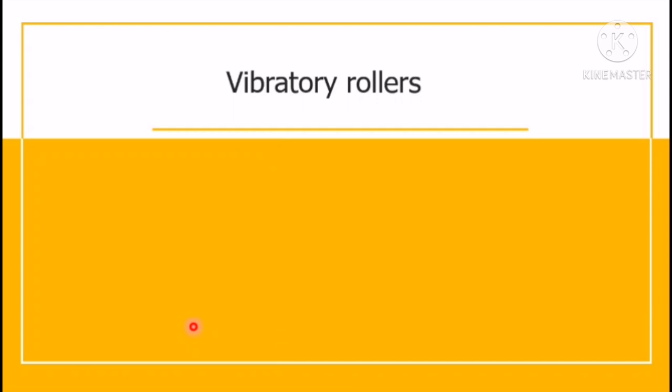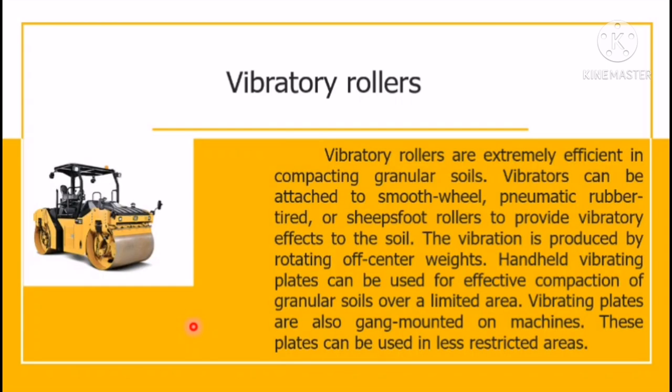And then we have what we call vibratory rollers. And vibratory rollers are extremely efficient in compacting granular soils. Vibrators can be attached to smooth wheel, pneumatic rubber tired, or sheep's foot rollers to provide vibratory effects to the soil. The vibration is produced by rotating off-center weights. Handheld vibrating plates can be used for effective compaction of granular soils over a limited area. Vibrating plates are also gang-mounted on machines. These plates can be used in less restricted areas.